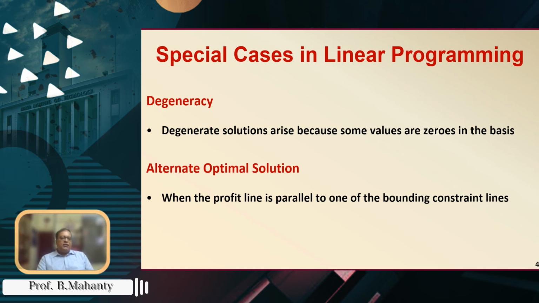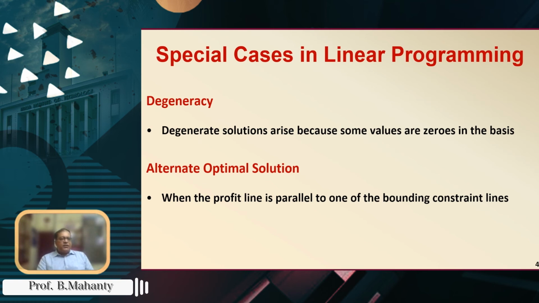So those are called degenerate solutions. Degeneracy can create cyclicality, and to break cyclicality, we have Bland's rule: take the leftmost variable, or the variable with the smallest index. And the other problem is that it slows down the algorithm.